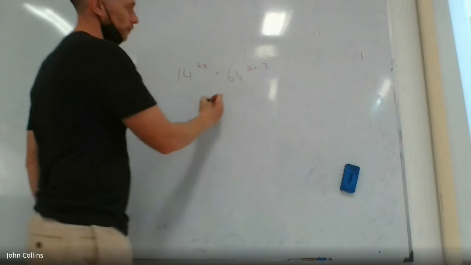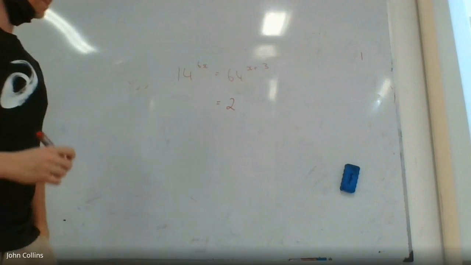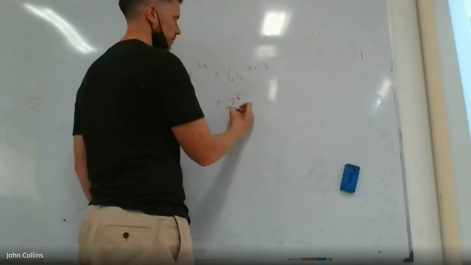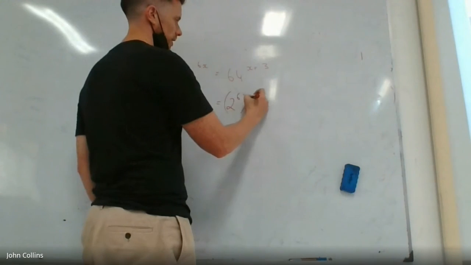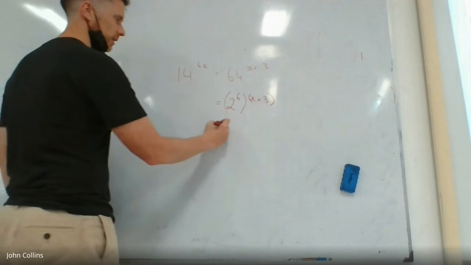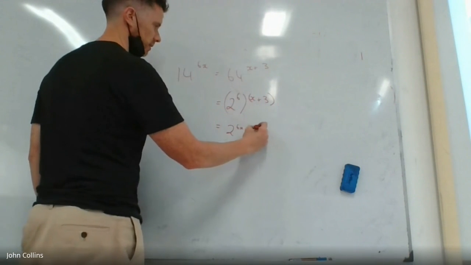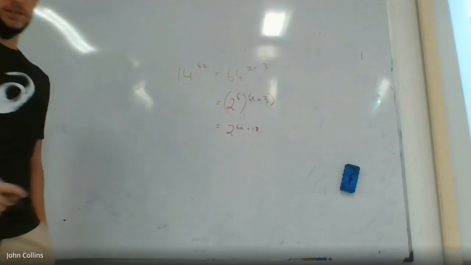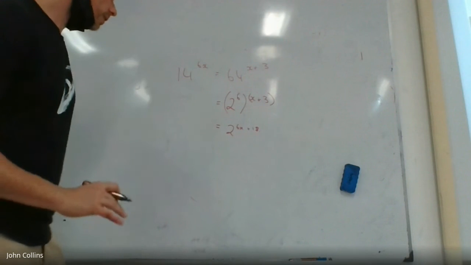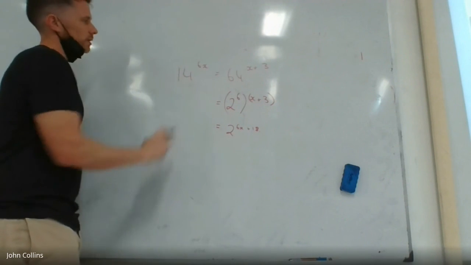Well, I know 64 can change into 2 to the power of something. 2 to the power of 6, is it? 2 to the power of 6, all to the x plus 3. Right, that can tidy up into 2^(6x+18). Okay, that's the left-hand side done for now. The right-hand side is a little bit trickier.